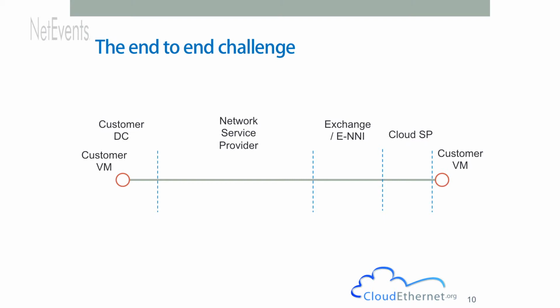And not only does this involve these four constituent providers, but underneath this there's a whole series of different equipment manufacturers that might be sitting there. There might be a different orchestration layer at the two ends. All of this needs to work together if we're going to have a proper end-to-end service. And that's really the remit of the Cloud Ethernet Forum.